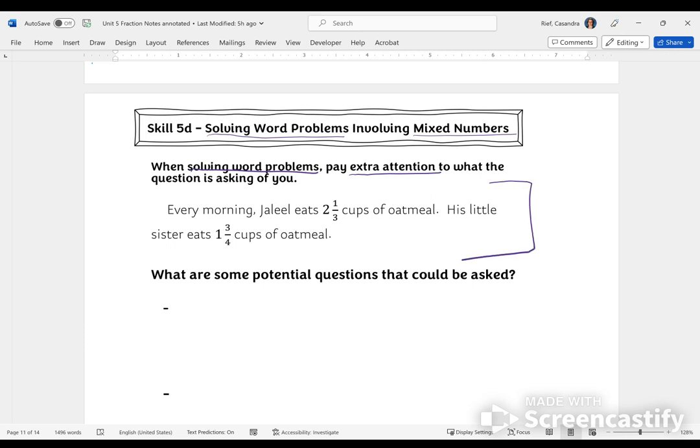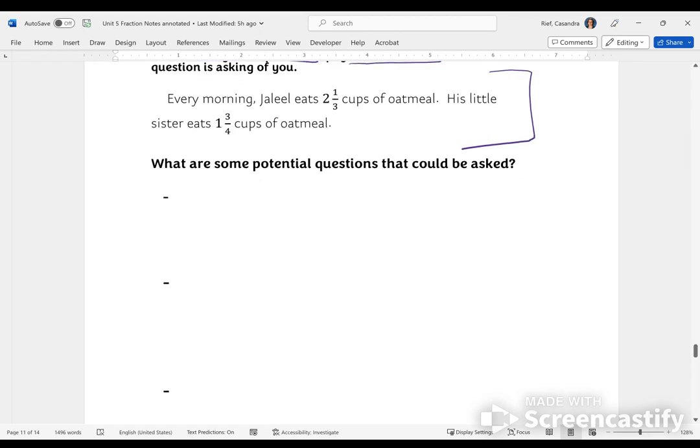This is like the start to a word problem. Let's read it together. Every morning, Jaleel eats 2 1/3 cups of oatmeal. His little sister eats 1 3/4 cups of oatmeal. Hopefully, you noticed in this little blurb here, there's no question or a task. It's just information. The reason I started this way is I want us to start thinking of some types of questions that could be asked based on just this information.